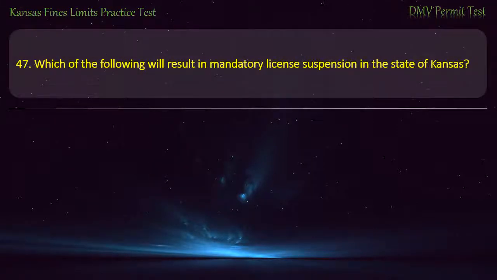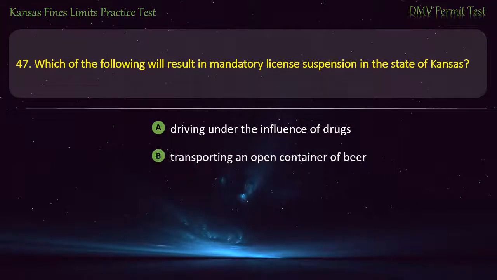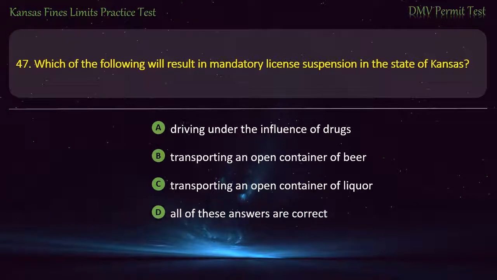Question 47. Which of the following will result in mandatory license suspension in the state of Kansas? Driving under the influence of drugs. Transporting an open container of beer. Transporting an open container of liquor. All of these answers are correct. Answer. All of these answers are correct.